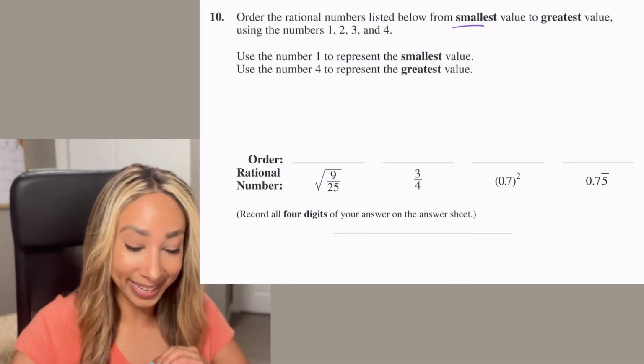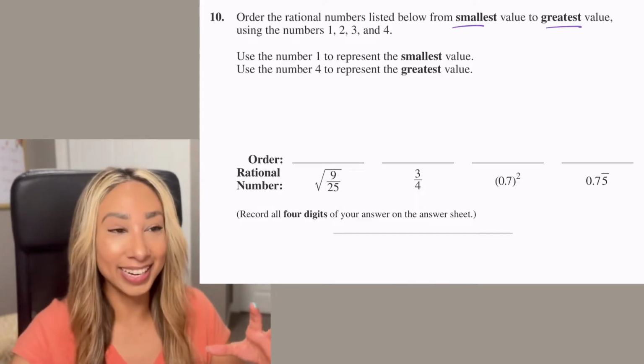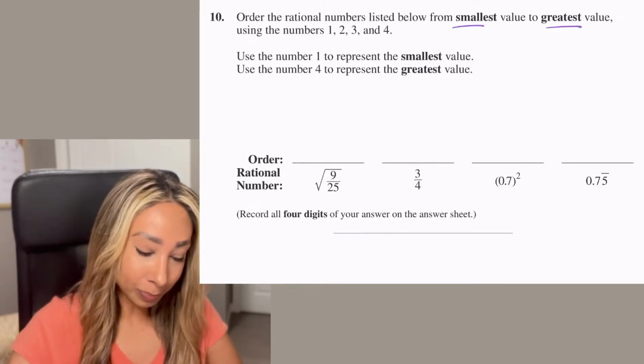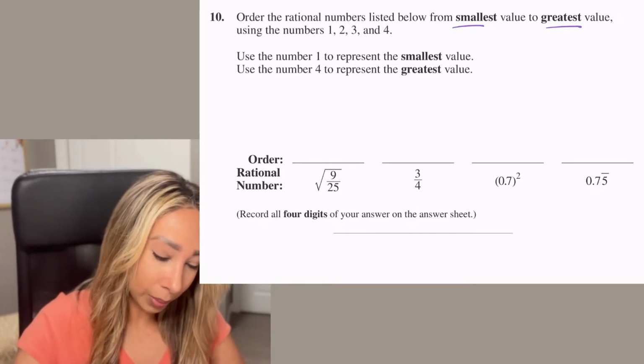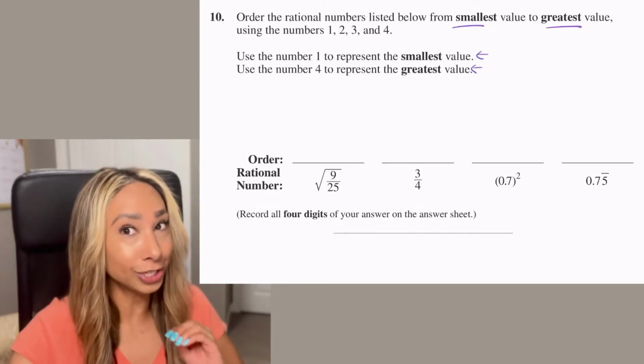Okay, number 10. So we've got to do a couple of things with this one. We've got rational numbers that we need to organize from smallest to biggest. They've bolded that. Make sure you underline it or highlight it on that exam so you don't forget, right? Because they might switch it on you. So we do have to use a little bit of a code here. 1 is going to represent our smallest number and 4 is going to represent our largest number.